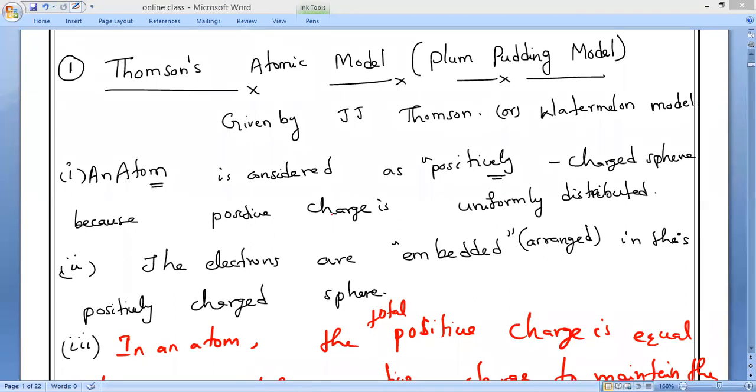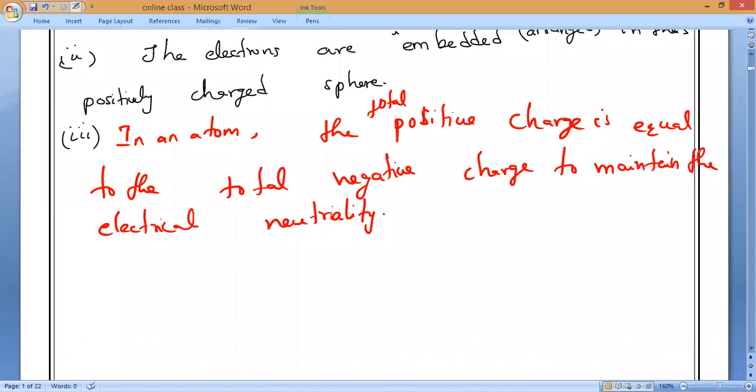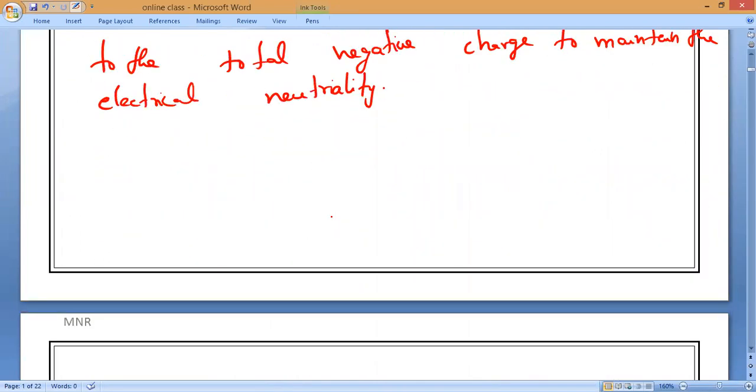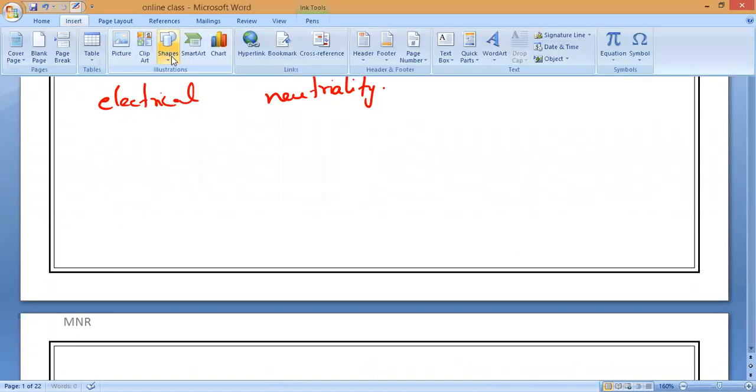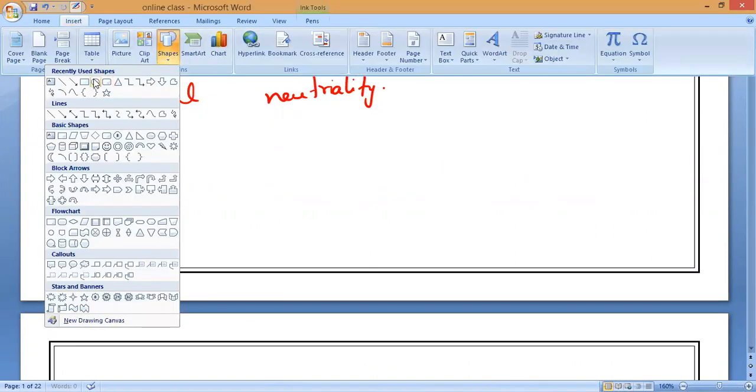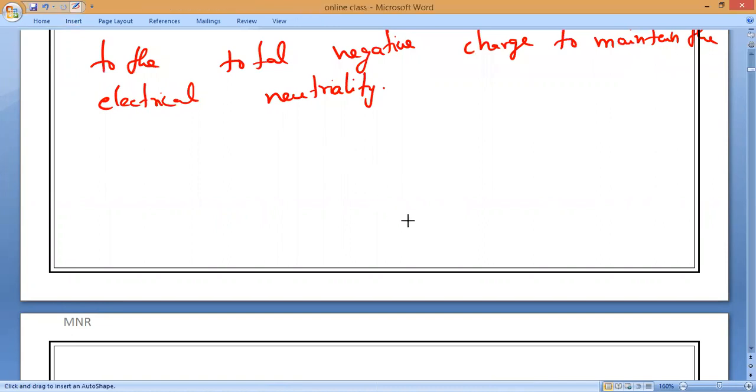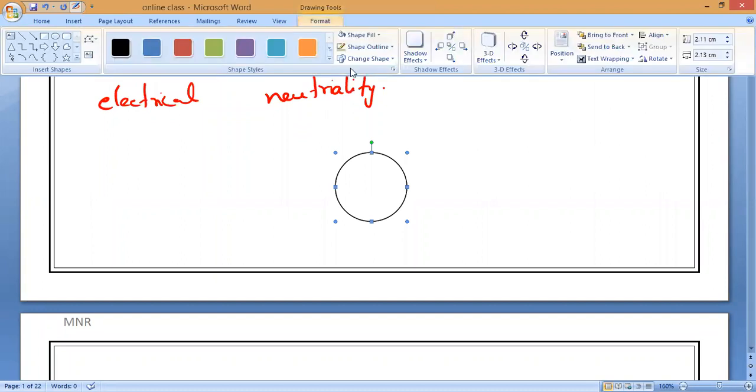What is the first point? Now you'll understand. Nothing else is there in J.J. Thomson's model; we have to take one sphere. All of you keep it in mind. If you consider the atom itself as a positive charge, this is the atom, and he said electrons are arranged inside it.